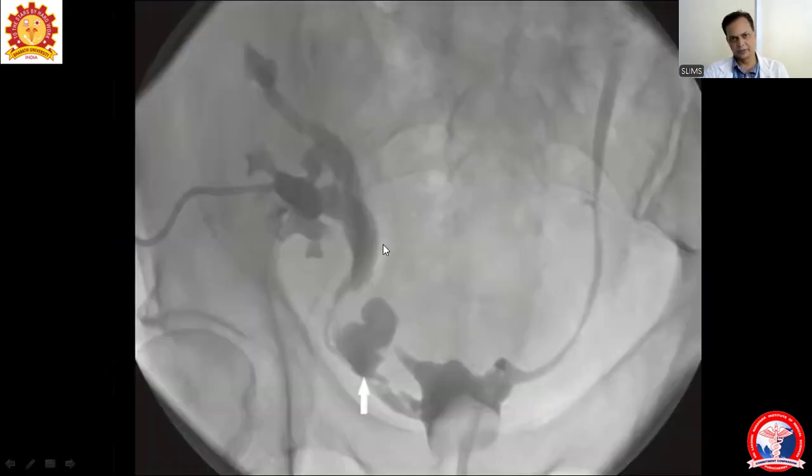Again, ectopic kidney on the right side. It actually has a dual collection system, and here what I would like to mention is the lower ureter is showing some spillage of contrast because there is a tear in the ureter.